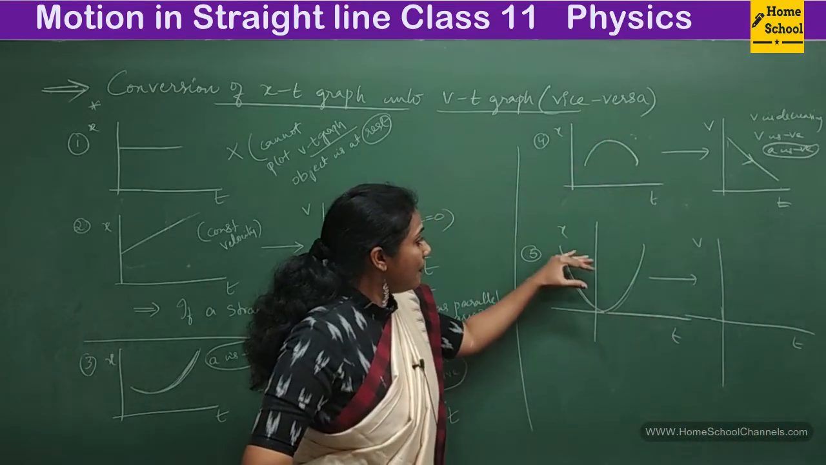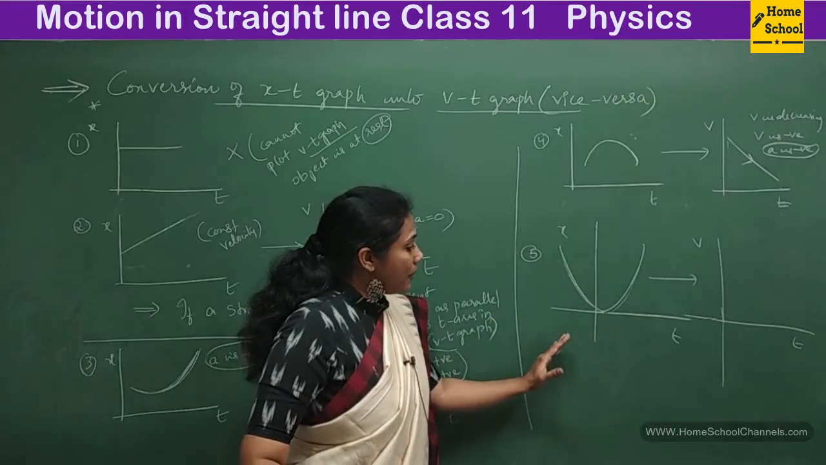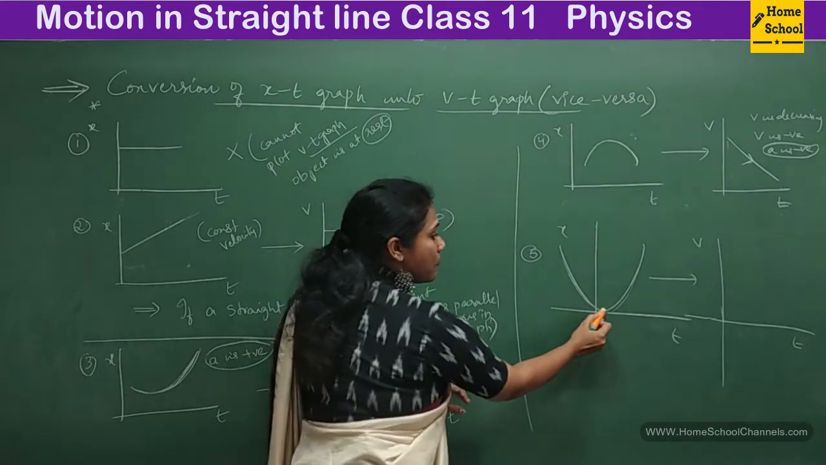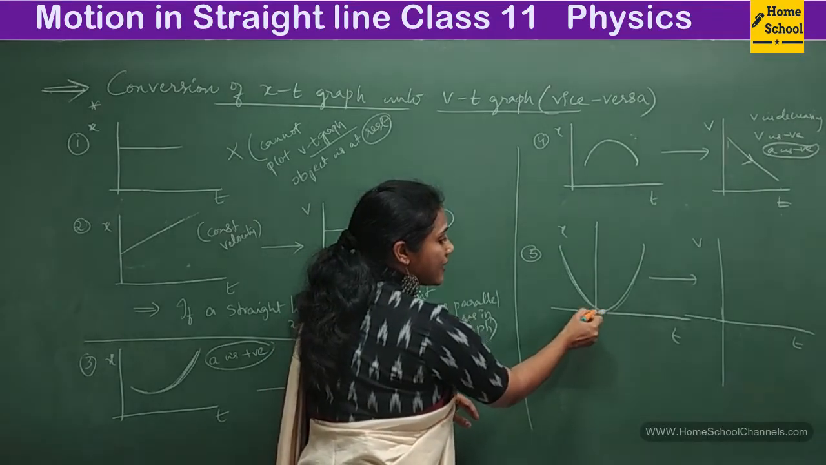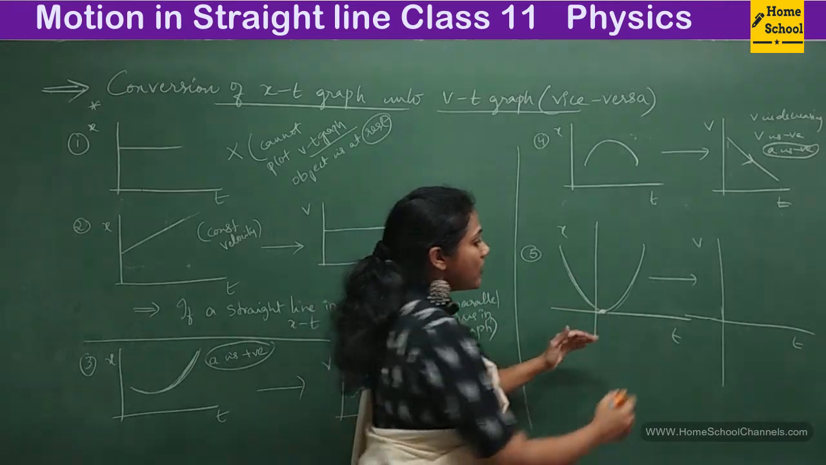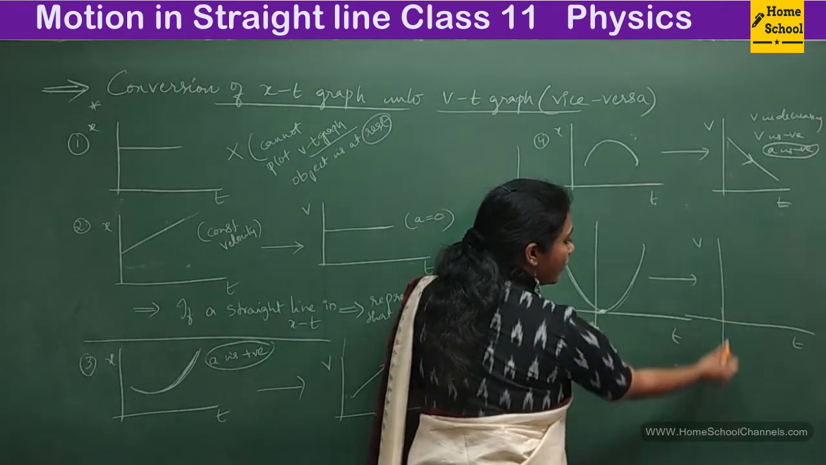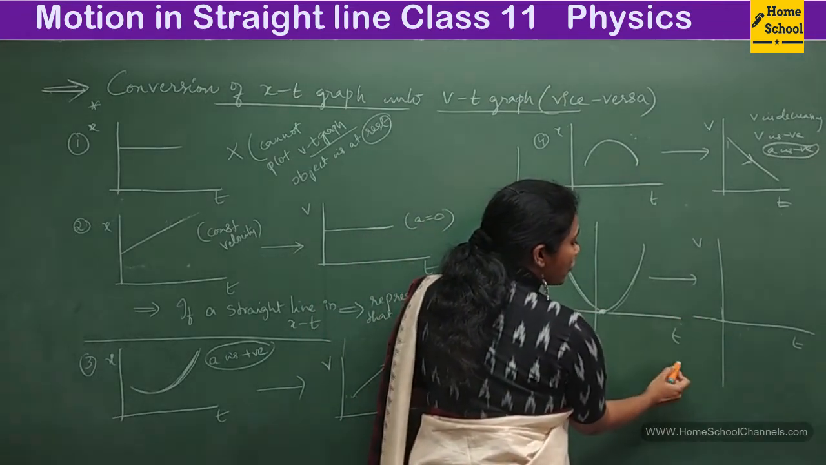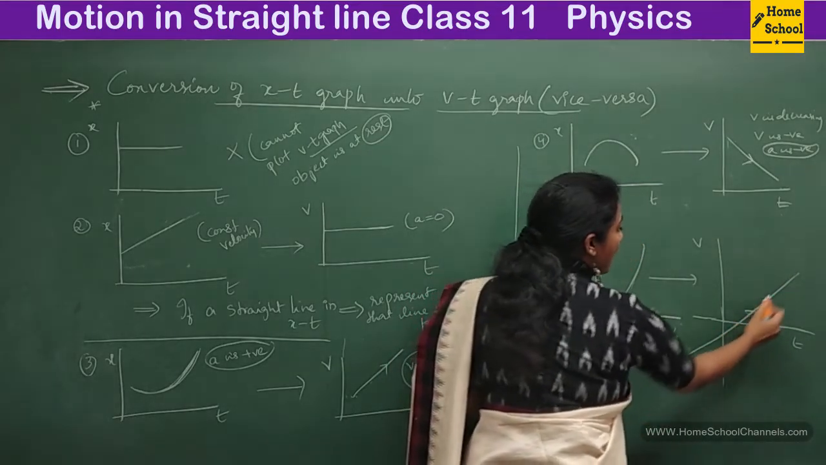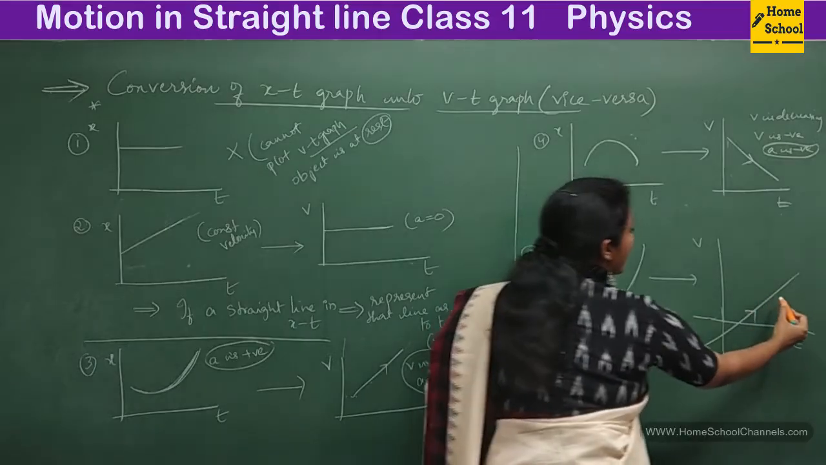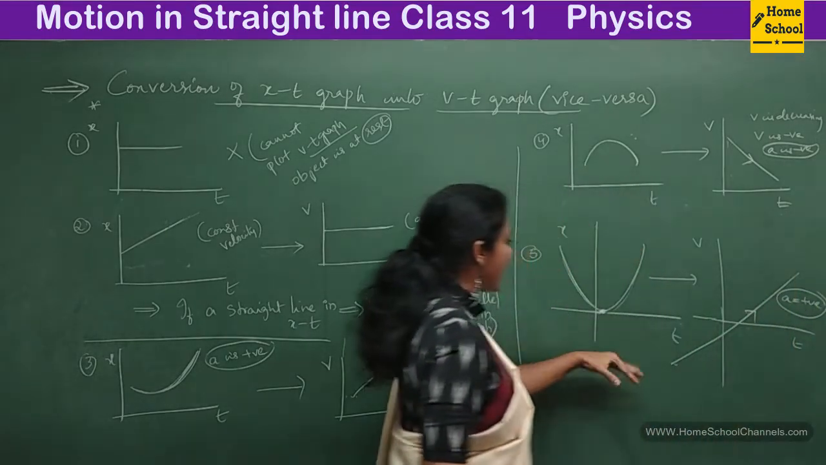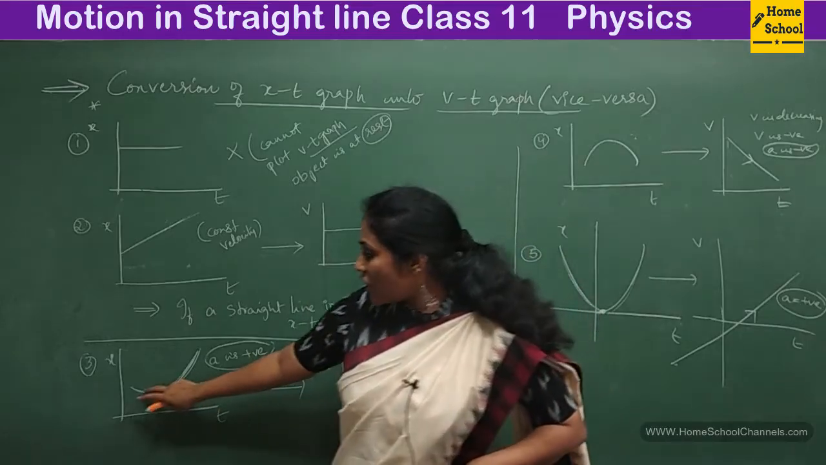You get a straight line, but it should be from negative. From negative, it should touch 0 at the t-axis, and then go that way. So it should start from the negative side of the vt graph. Something like this it should go, with positive velocity and positive acceleration. So here A is positive, because of the curve's shape.